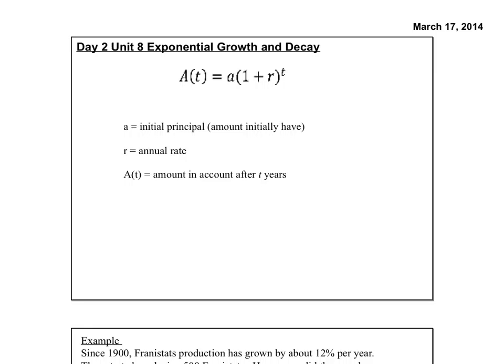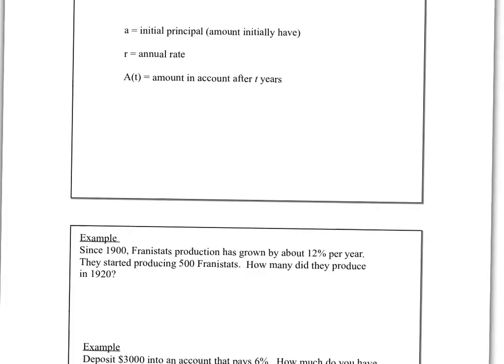So if it grows at a rate of 5%, R would be 0.05. And then T is the number of years, or this could be the number of months. It depends on that rate. So if it grows once a month, then T would be the number of months. You're always going to be substituting into that equation when you have exponential growth.